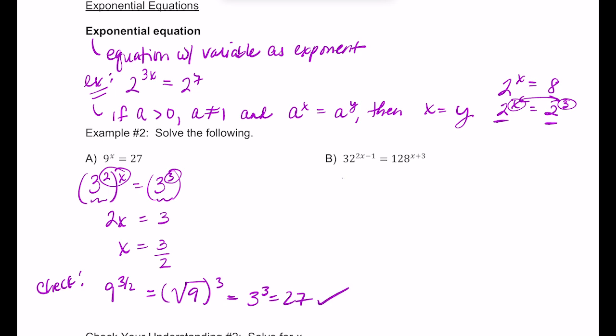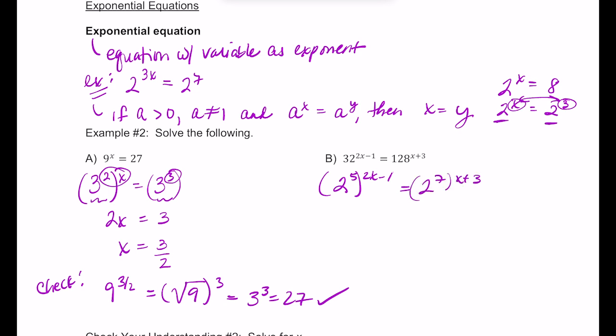Let's try another one together. We've got 32 to the 2x minus 1 equals 128 to the x plus 3. So here my bases are not the same, but both 32 and 128 can be turned into a base 2. I know 2 to the 5th is 32. And I know for 128, it's 2 to the 7th. Now both of my bases are 2.